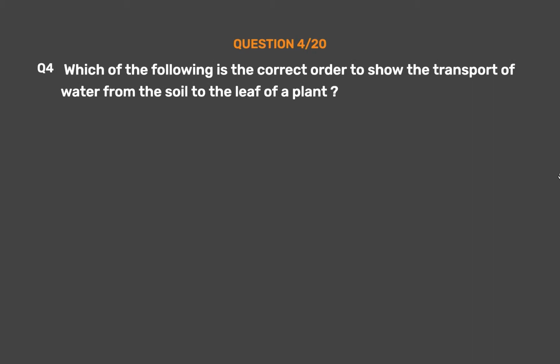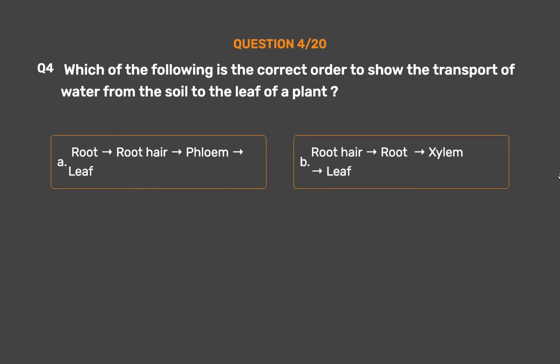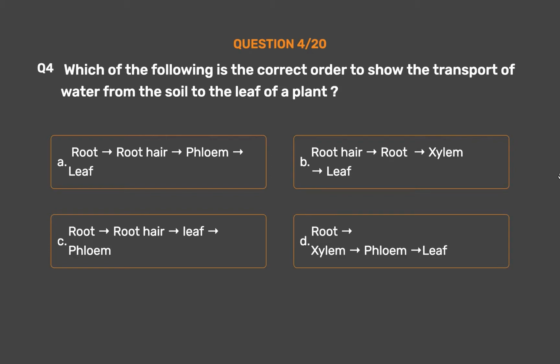Question number 4. Which of the following is the correct order to show the transport of water from the soil to the leaf of a plant? Option A. Root, root hair, phloem, leaf. Option B. Root hair, root, xylem, leaf. Option C. Root, root hair, leaf, phloem. Option D. Root, xylem, phloem, leaf.